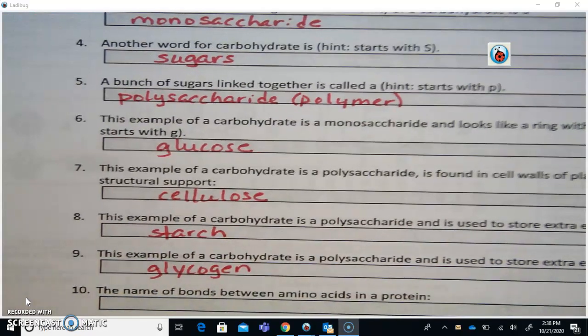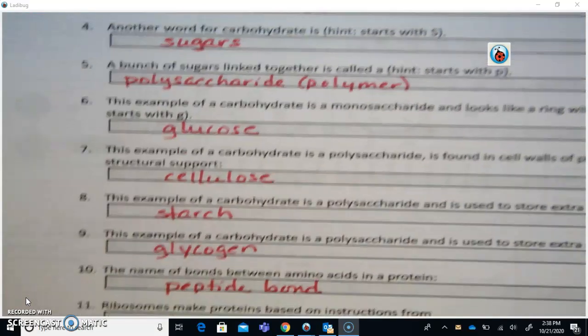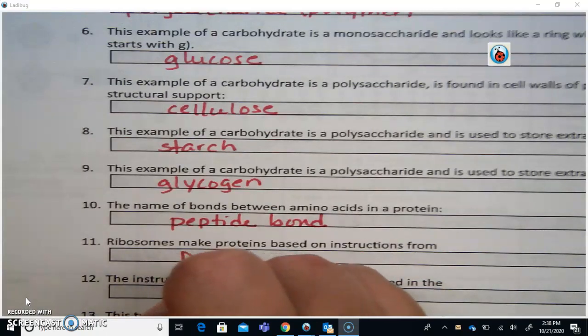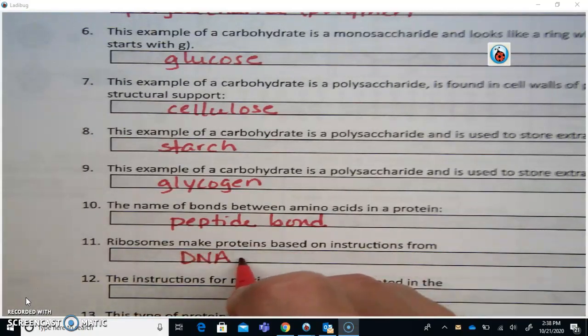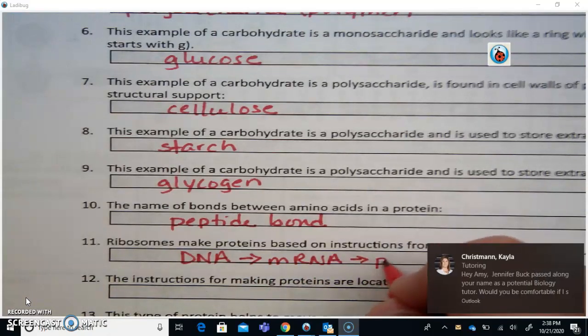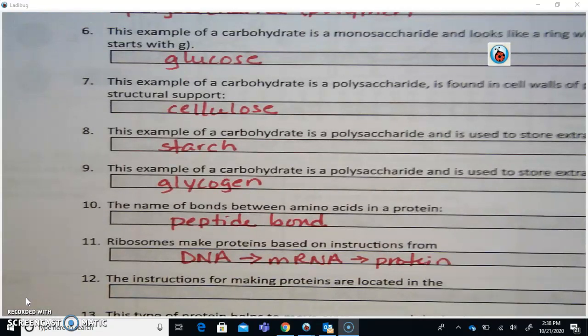Number 10, the name of bonds between amino acids in a protein. That's going to be a peptide bond. Number 11, ribosomes make proteins based on instructions from DNA. The instructions will go from DNA to mRNA, and then the mRNA will make the protein. Number 12, the instructions for making proteins are located in the nucleus.